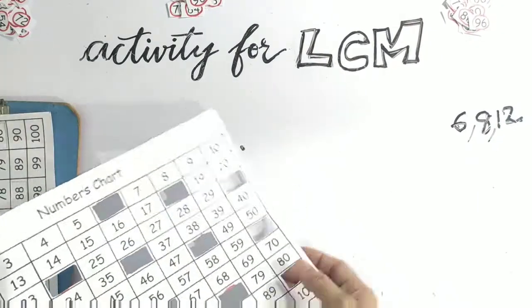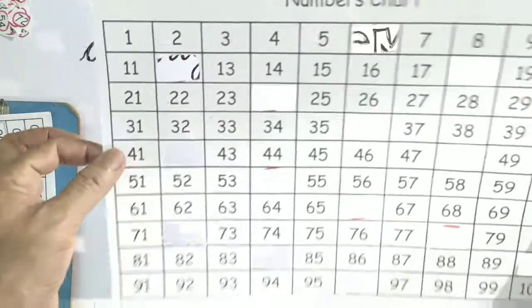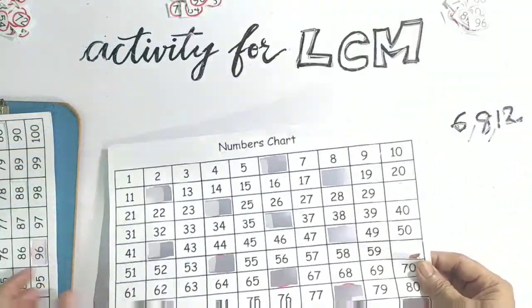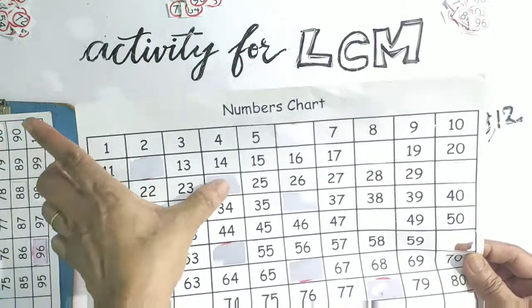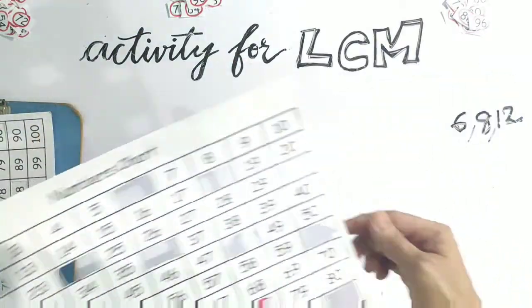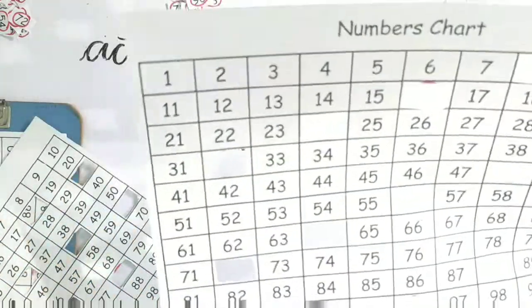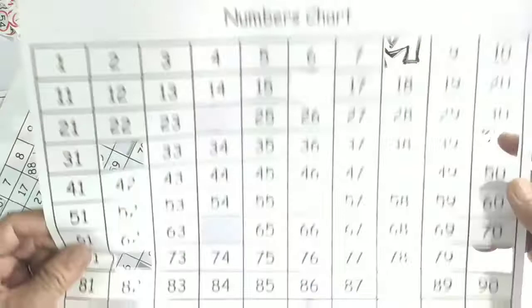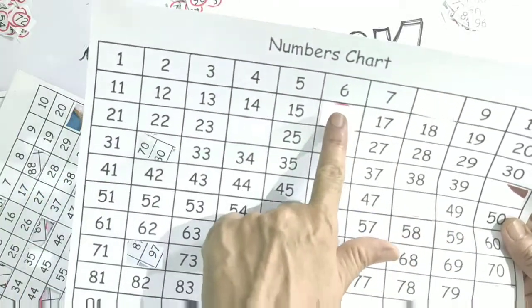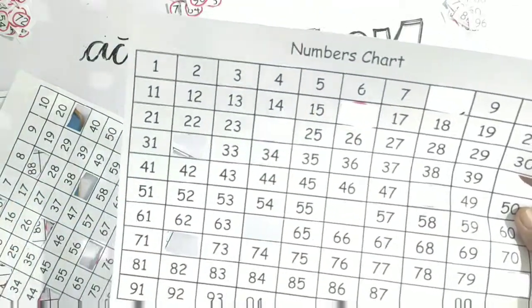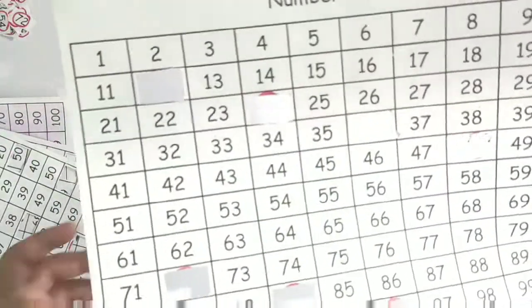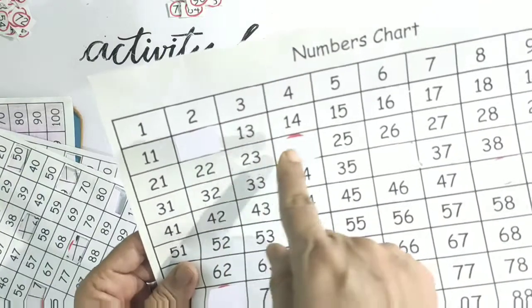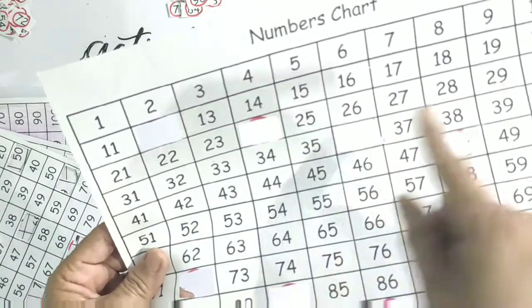So see here how it looks. Multiples of 6, that is 6, 12, 18, like this. I have cut all the multiples of 6. In this number chart I have cut all the multiples of 8, that is 8, 16, 24, and the next is 12. I have cut all the multiples of 12, that is 12, 24, 36.